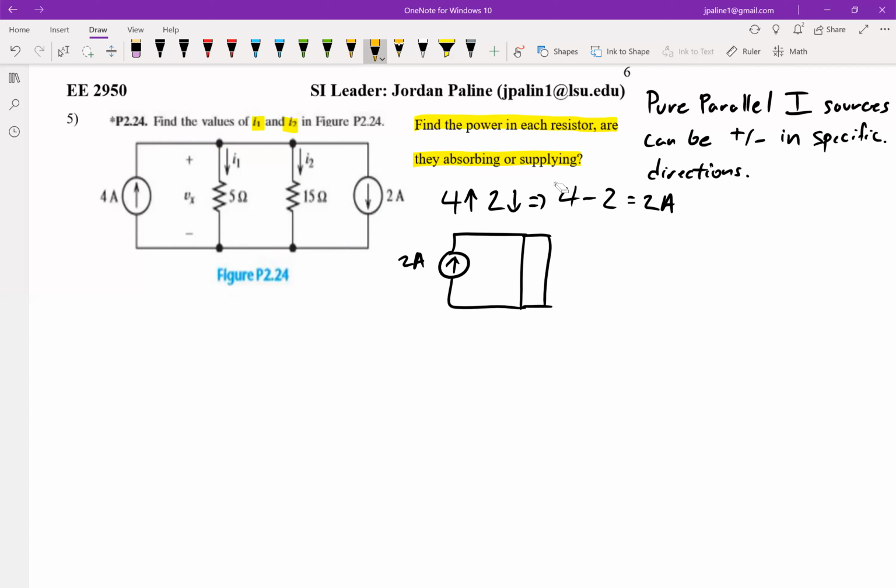But we say that pure parallel is this entire circuit needs to be in parallel. So everything needs to be the same across it. So if we go here, add the 5 ohm resistor, and then the 15 ohm resistor as well. Now what we're saying is this current will break off here and then break off there and travel through here and meet back up, where that's I1 and that's I2.